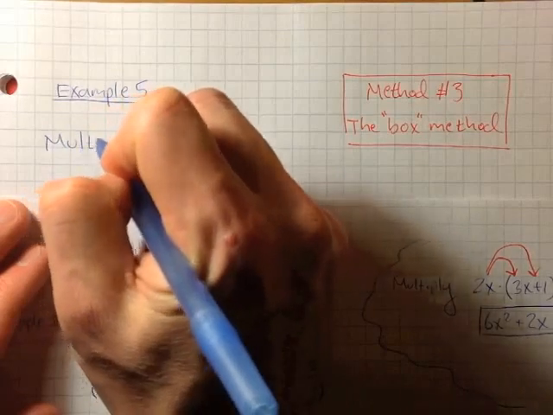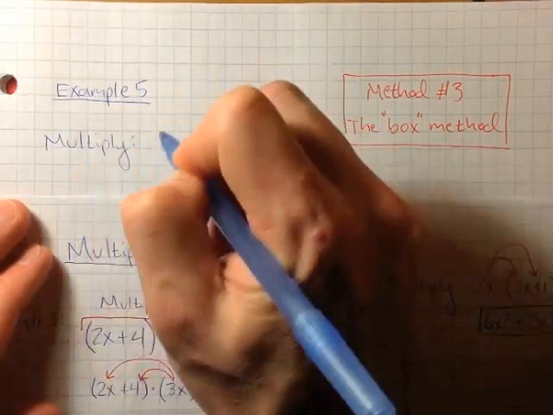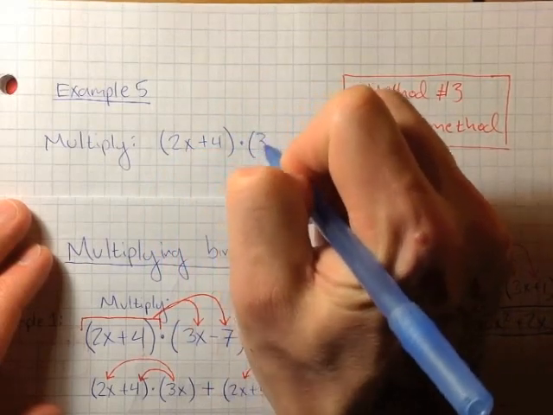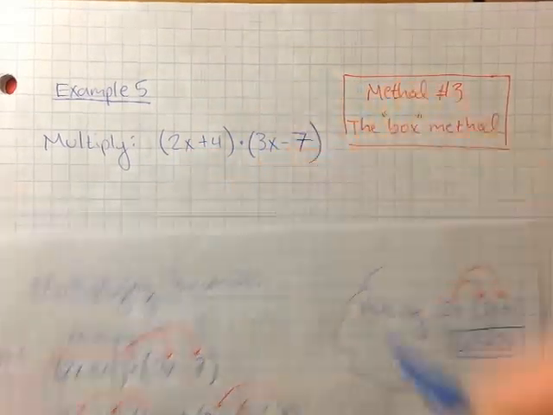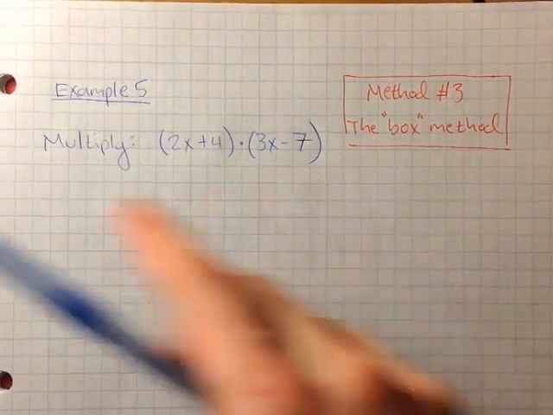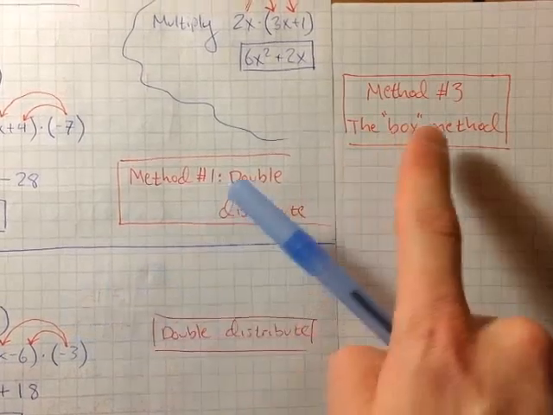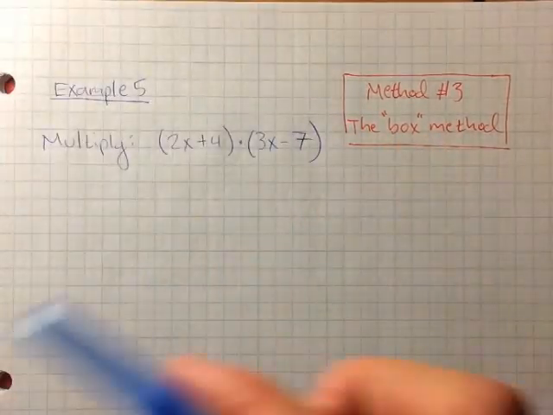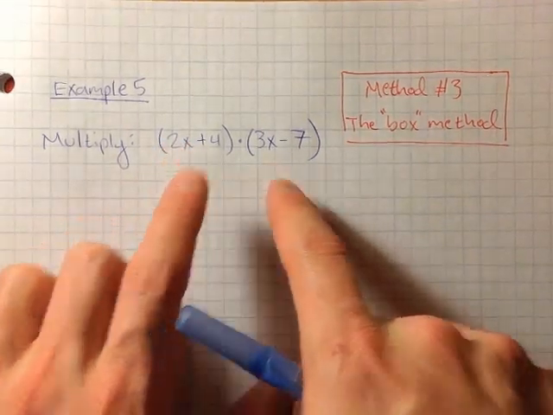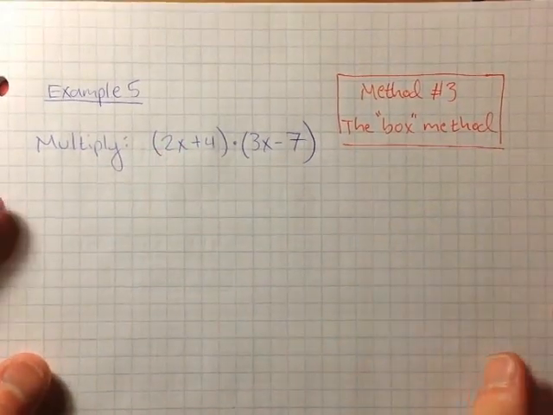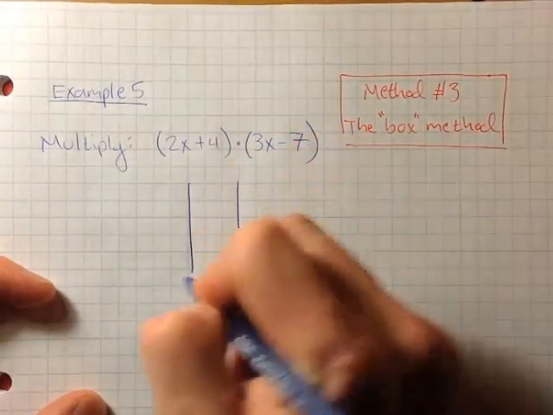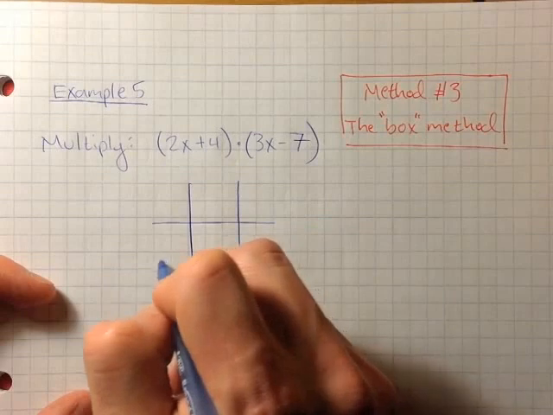So the directions are multiply 2x plus 4 times 3x minus 7. All right. Except this time, instead of using double distribute, we're going to use the box method. Now, let me show you how to set this up. We have 2 binomials, so we're going to make a tic-tac-toe grid. Okay? Leave yourself plenty of room. Make a big tic-tac-toe grid.